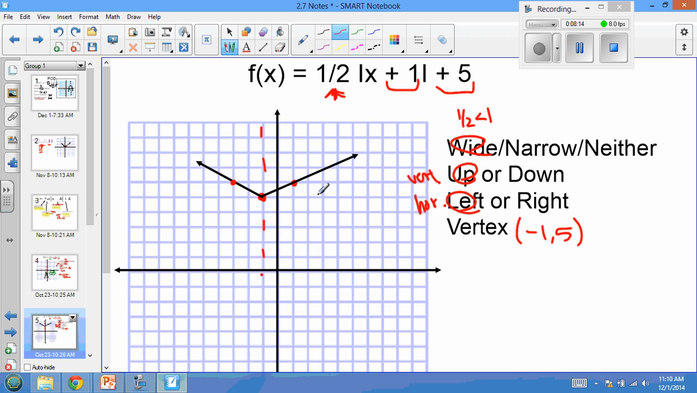Now, say you did want to evaluate a point. Say I wanted to pick 0. If I plugged in 0, you have 1/2 times the absolute value of 0 plus 1, plus 5. So 0 plus 1 is 1. So 1/2, the absolute value of 1 is 1. So 1/2 plus 5 gives me 5 and 1/2. So at 0, if we would have gone up to 5.5, that's still on my line. So you can either work it out or just use the number in front as your slope.